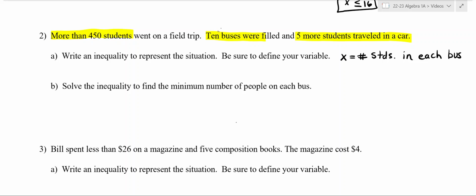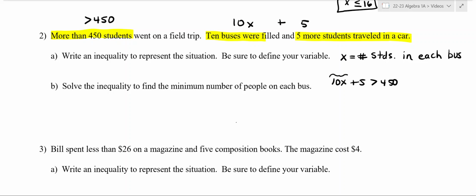And we know we have 10 buses, right? We know we had an additional 5 students. And we know all of this has to be greater than 450 students. All right, so let's write this. 10x plus 5 students is going to be greater than 450. So what does x have to be so that we have more than 450 students?